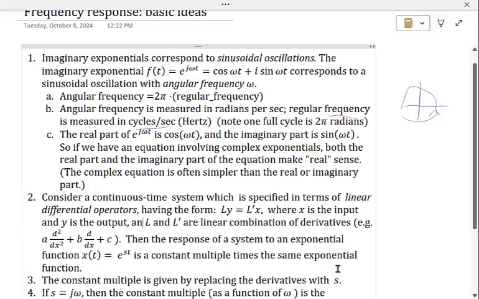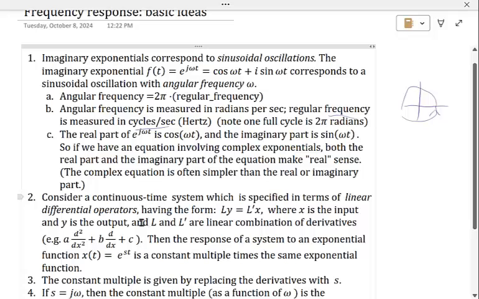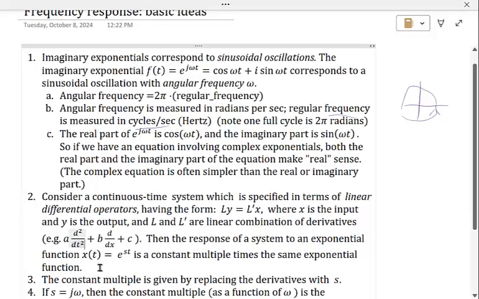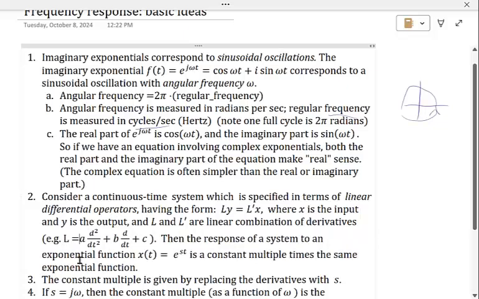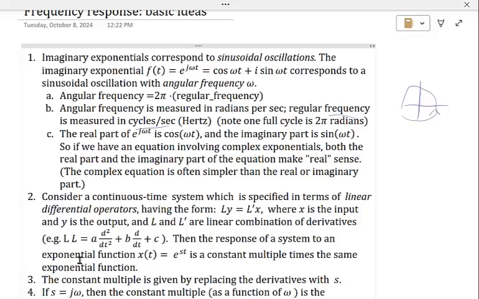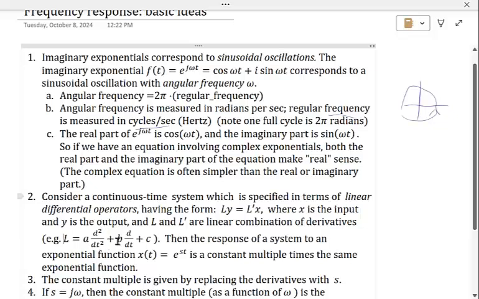And L and L prime are linear combinations of derivatives. I shouldn't put d/dx here. I should put d/dt, because typically we're thinking of these signals as functions of time. This is just one example of a linear differential operator. I could have higher order derivatives, and I have derivatives on both sides. There are other possibilities.